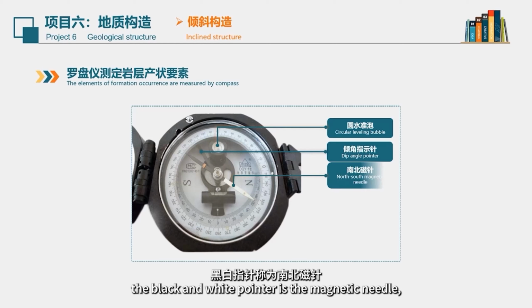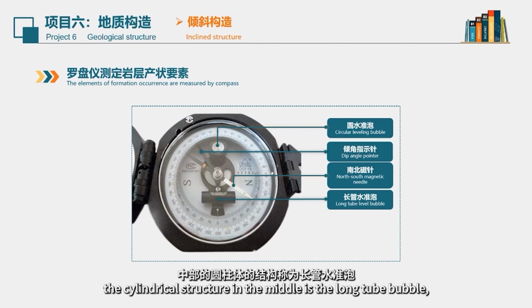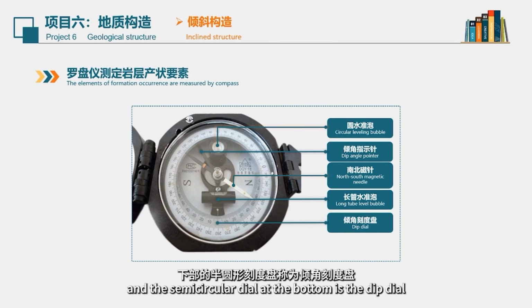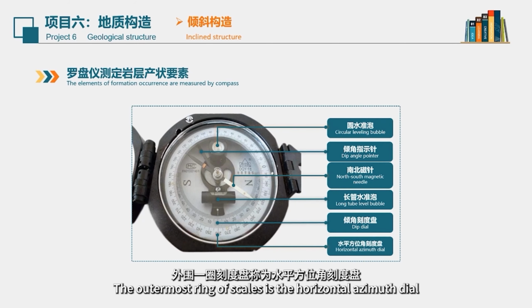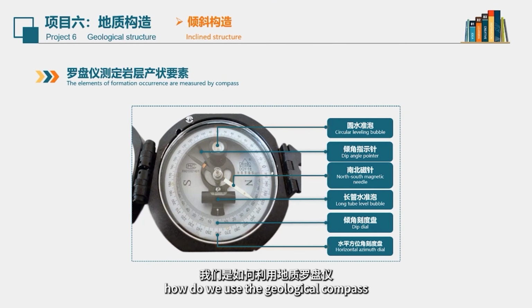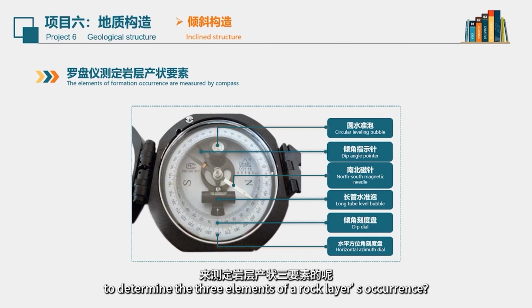The black and white pointer is the magnetic needle. The cylindrical structure in the middle is the long tube bubble, and the semicircular dial at the bottom is the dip dial, which reads from 0 to 90 degrees. The outermost ring of scales is the horizontal azimuth dial. So, how do we use the geological compass to determine the 3 elements of a rock layer's occurrence?